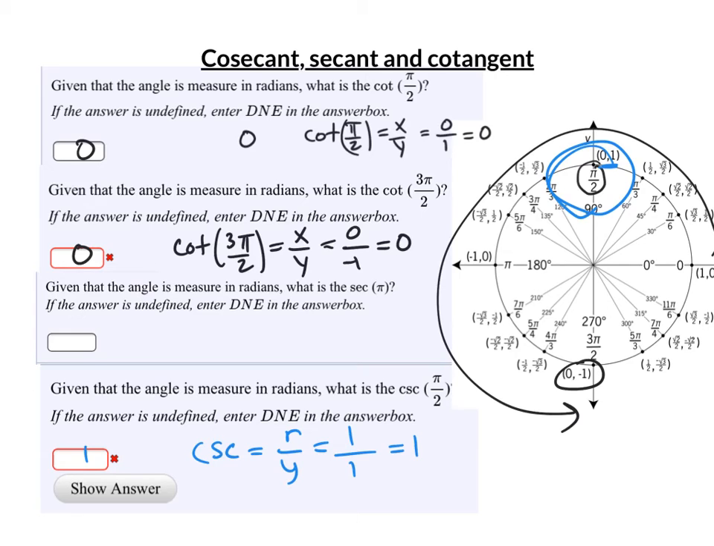And apparently I just skipped one. The secant of pi, secant is the reciprocal of cosine, so it's r over x, and r is 1. Now we're at pi, right here in red, so it's 1 over x, 1 over negative 1, which is negative 1.